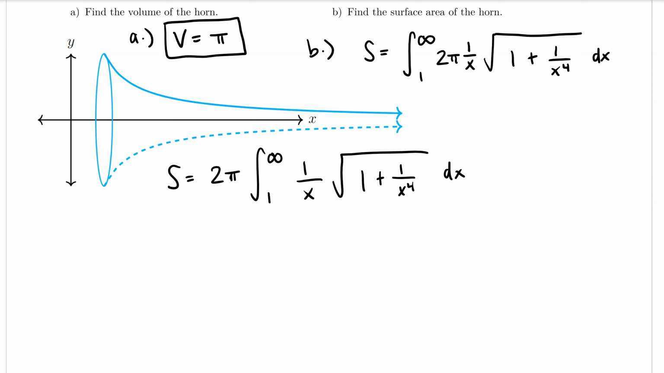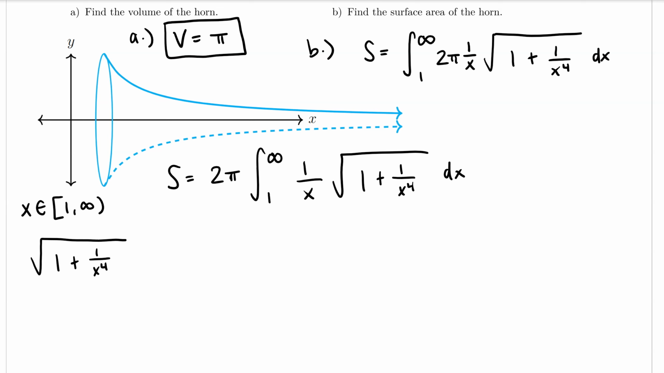Okay, so what are we going to compare this to? And do you think that this improper integral is going to converge or diverge? Who knows, but let's start off by thinking about the square root portion of our integrand. So I have 1 plus 1 over x to the 4th power, and something that we want to recognize is that the x values we're looking at in this particular case belong to the interval 1 to infinity. In other words, all the x values that we're looking at are positive numbers.